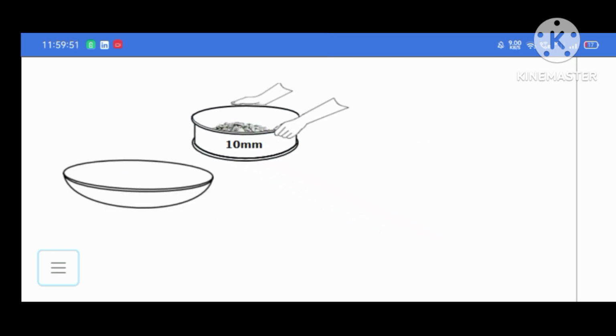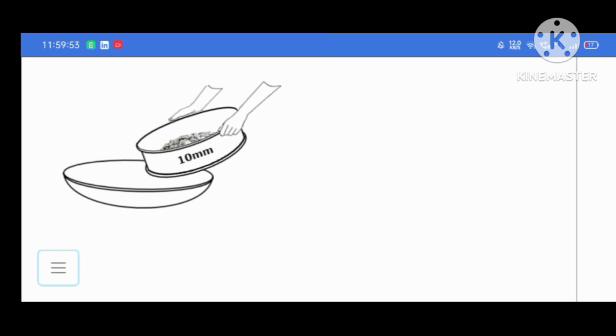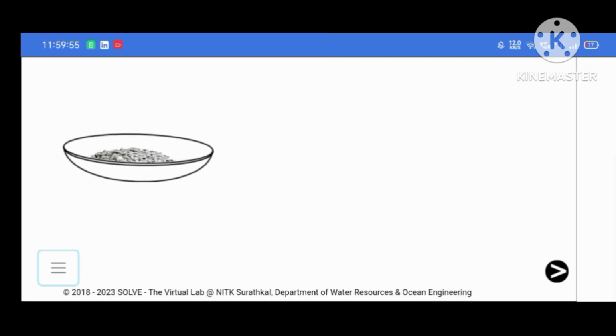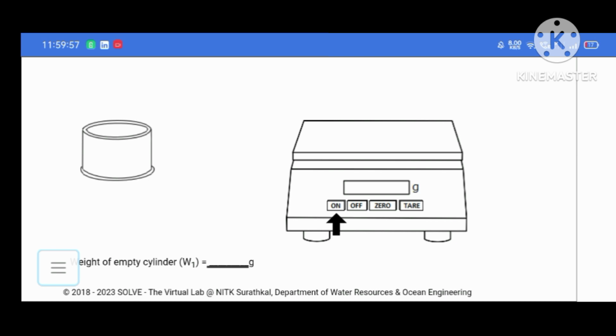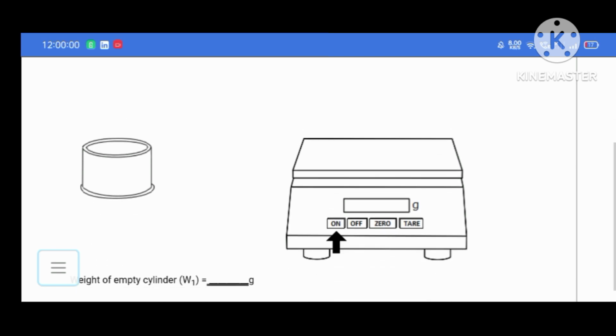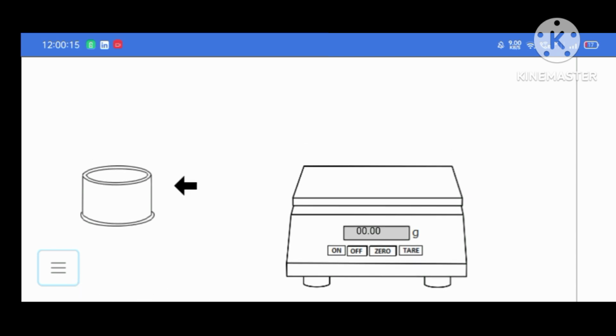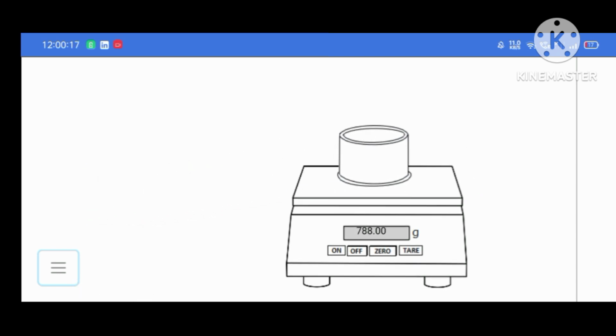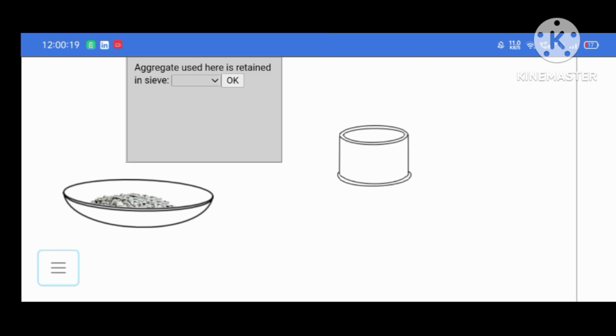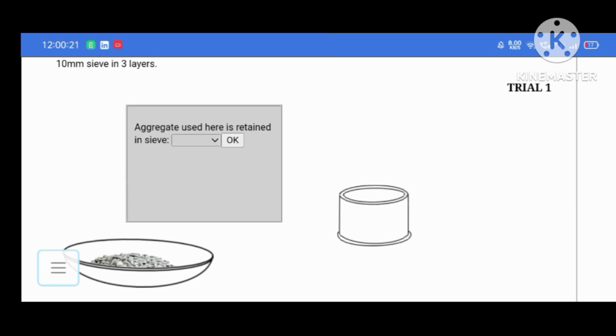Now put the sample separately. We again have a weighing balance here, and the graduation is 0.01. It is not correct, so make it 0. So we tare it. Now we have a mold, and we put the mold over the weighing balance and then measure its weight.